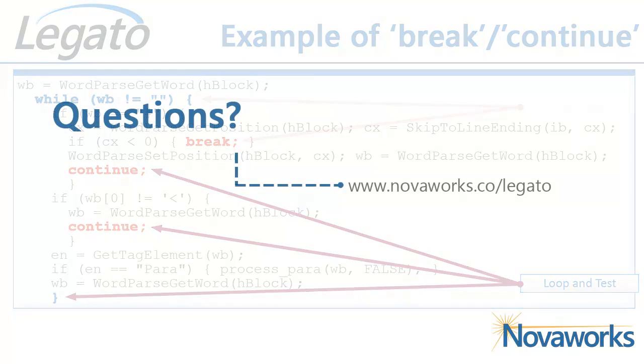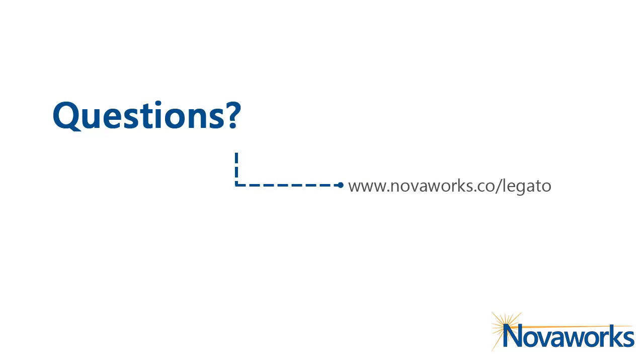And that concludes part 3 of Program Flow Control.